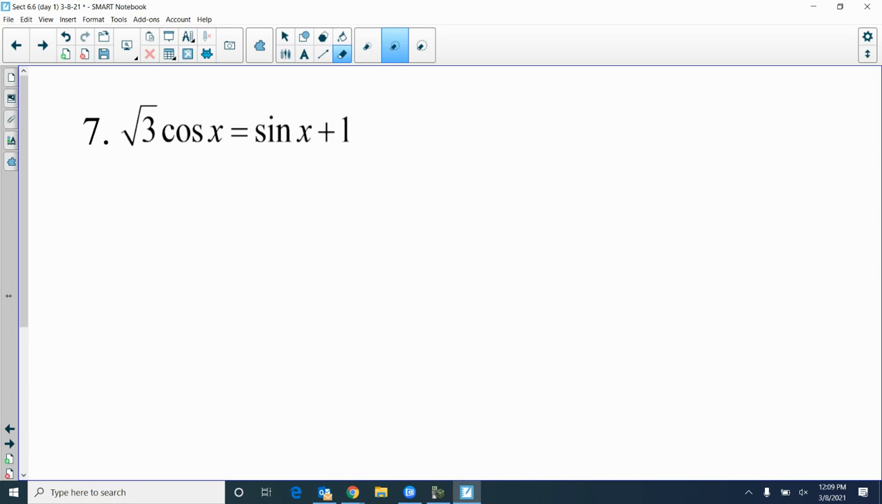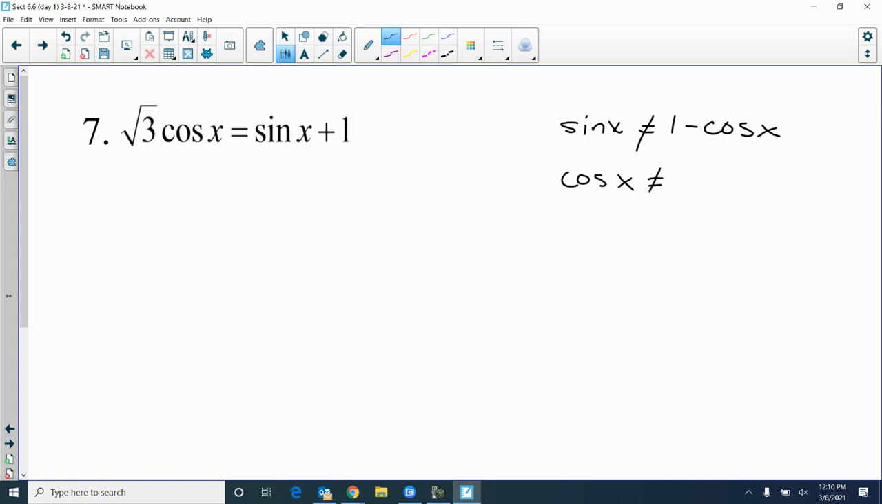This is the one out of the book, so if you look through this, it should look familiar. One thing, remember, you cannot replace sine of x with 1 minus cosine of x. That's not true. And cosine of x does not equal 1 minus sine of x, okay? The squares do, but not just the linear terms. So you're stuck.